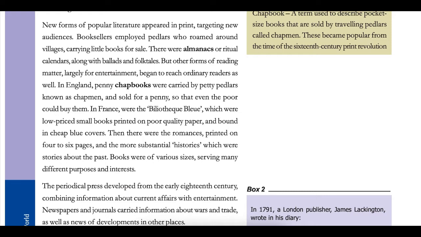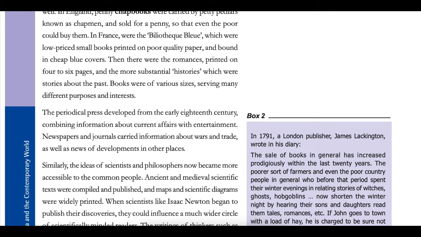In France, there were the Bibliothèque Bleue, which were low priced small books printed on poor quality paper and bound in cheap blue covers. Then there were the romances printed on 4 to 6 pages and the more substantial histories, which were stories about the past. Books were of various sizes, serving many different purposes and interests.